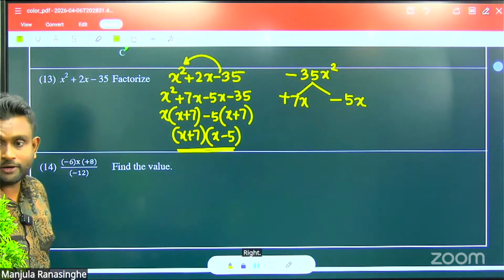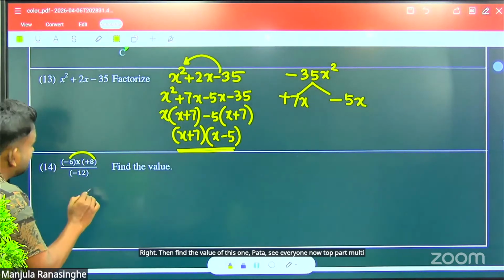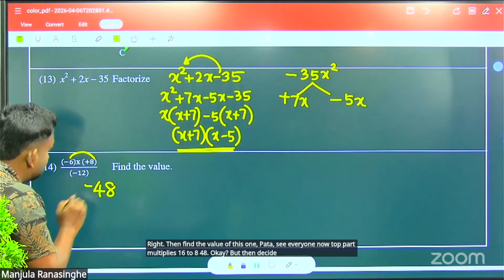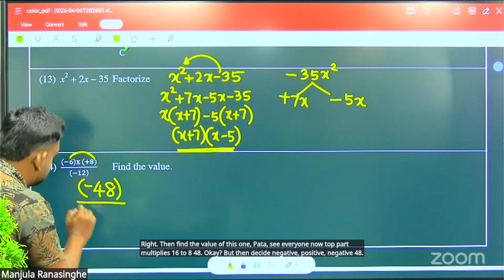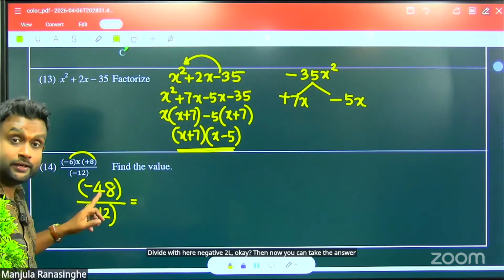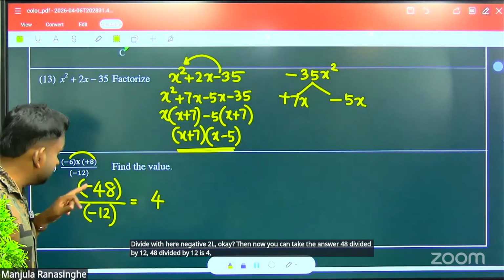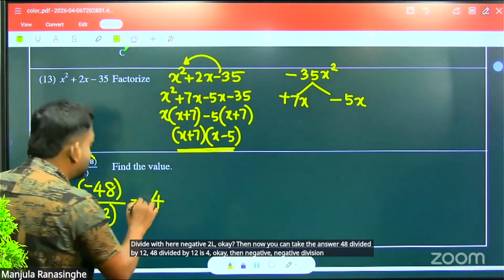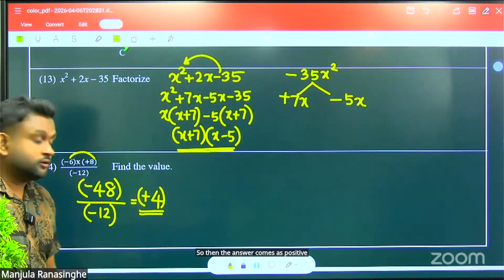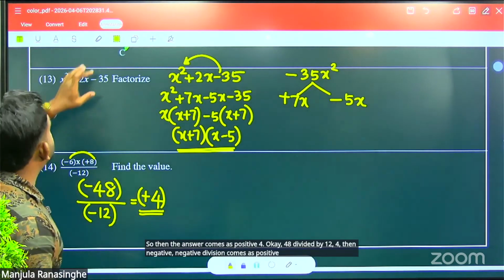Right. Then find the value of this one. Now top part multiply 6 into 8, 48. Okay, but then the signs: negative, positive, negative 48. Divide with here negative 12. Okay, then now you can take the answer, 48 divided by 12. 48 divided by 12 is 4. Okay, then negative division comes as positive. So then the answer comes as positive 4.